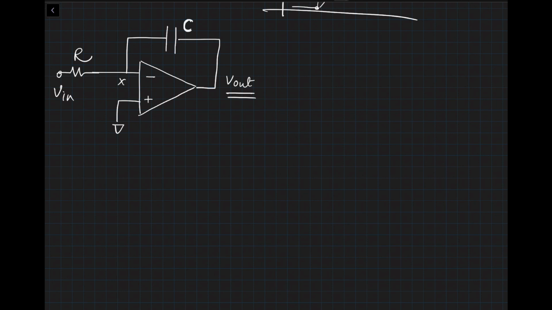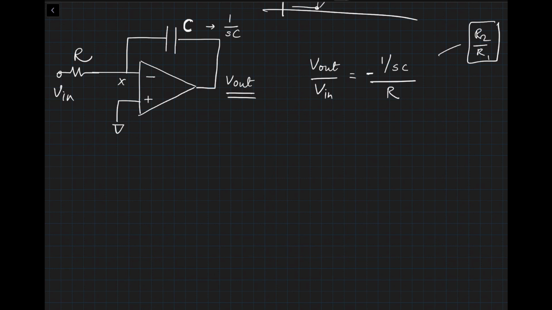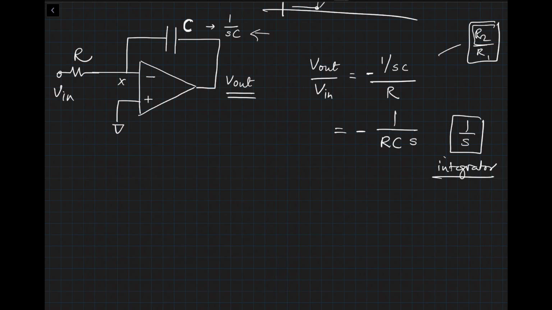The capacitor in Laplace domain, we know that its impedance is 1 over SC. Okay, so V out over V in, you can convince yourself, is equal to the impedance in the feedback, which is 1 over SC divided by impedance input, which is R. This comes from the same expression as R2 over R1 that we did earlier, and the negative sign. So this R2 part is the impedance of the capacitor. Okay, and we can see that it is minus 1 over RCS. The 1 over S term represents integrator. Okay, and that is in the Laplace domain.